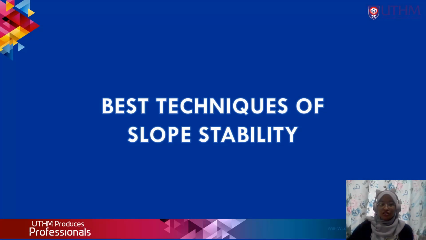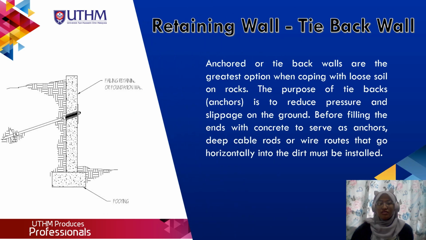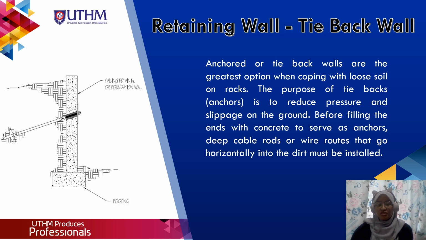Best technique of slope stability. For retaining wall, we prefer tie back wall. Anchor or tie back walls are the greatest option when coping with loose soil or rocks. The purpose of tie backs is to reduce pressure and slippage on the ground. Before filling the ends with concrete to serve as anchors, deep cable rods or wire rods that go horizontally into the dirt must be installed.